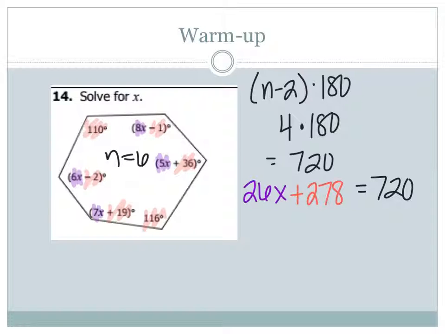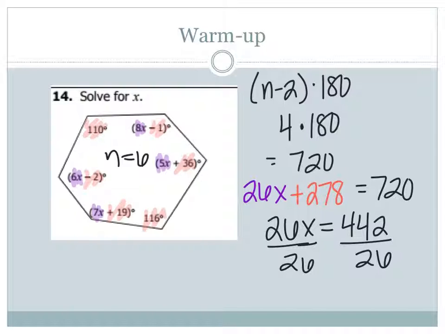So I'm going to subtract 278 from both sides, and I get 442. So 26x equals 442. And to get x by itself, we divide by 26. X is equal to 17.